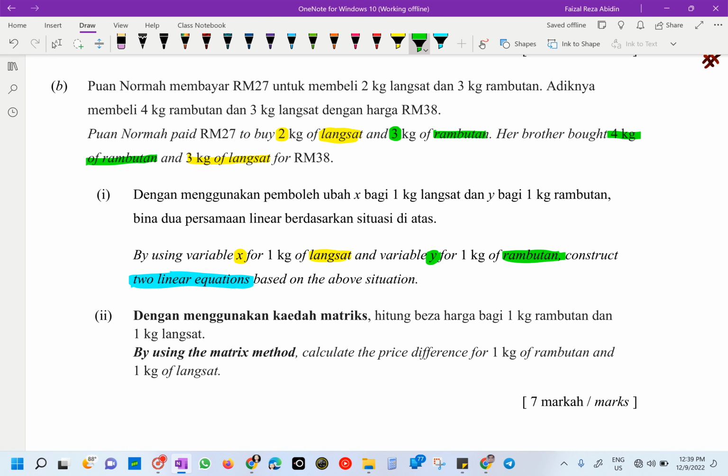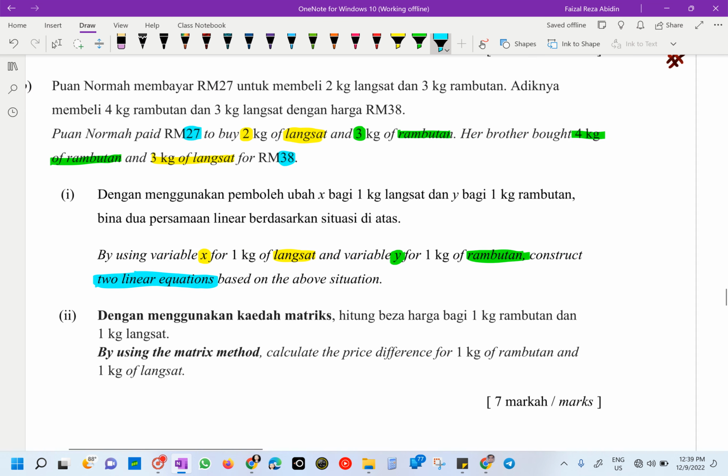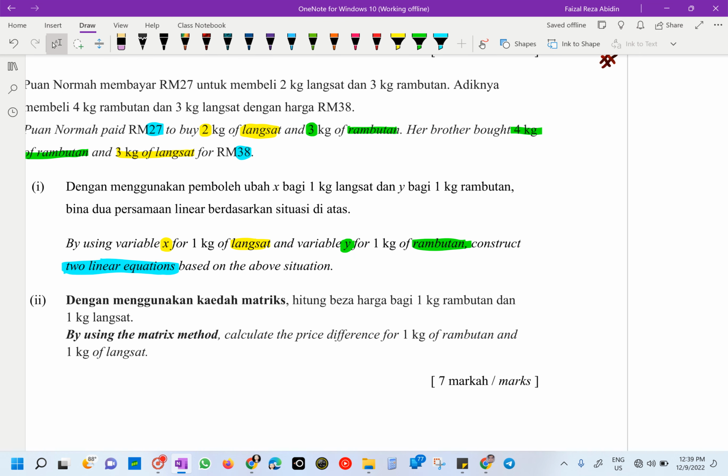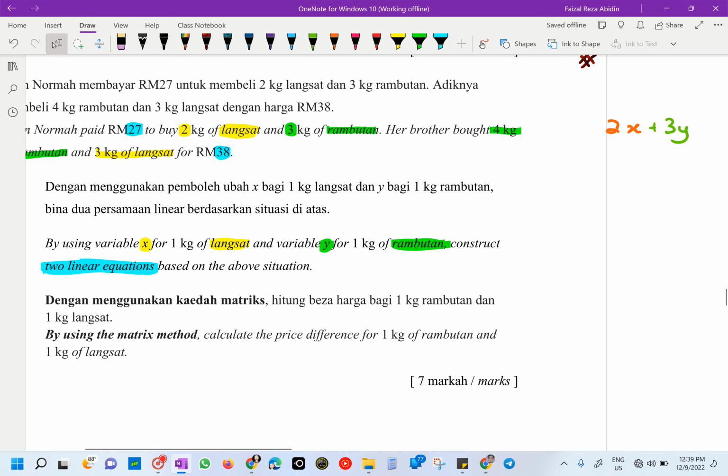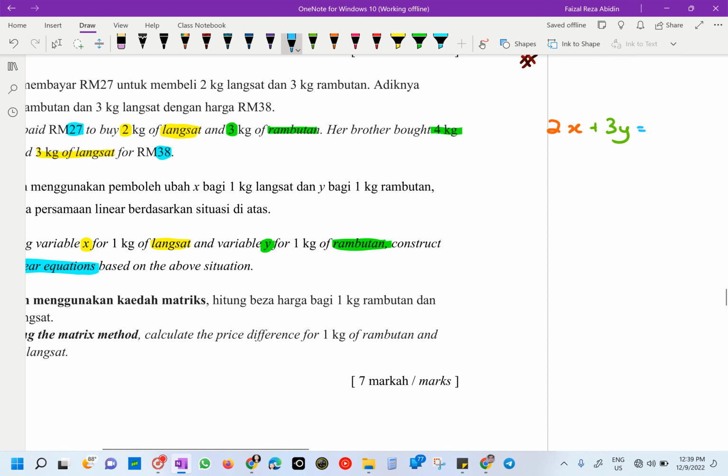Betul. And also if you look over here, Puan Norma paid 27, her brother paid 38. So from there we are going to begin with our x here. For Puan Norma is going to be 2x. Kan? Langsat 2 kilo kan? Okay. 2x plus with our rambutan is going to be 3y, 3 kilo. So she is going to pay 27 ringgit. This is for the first linear equation for Puan Norma.